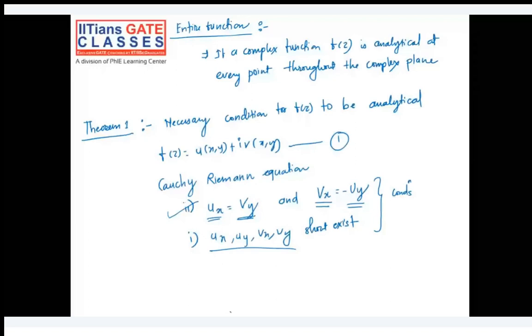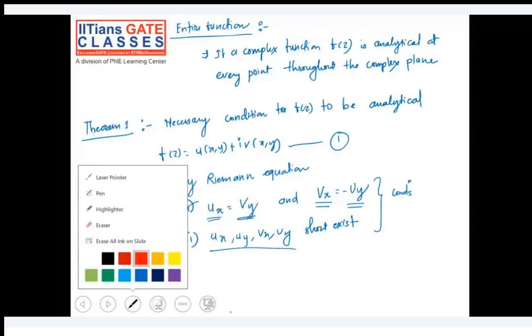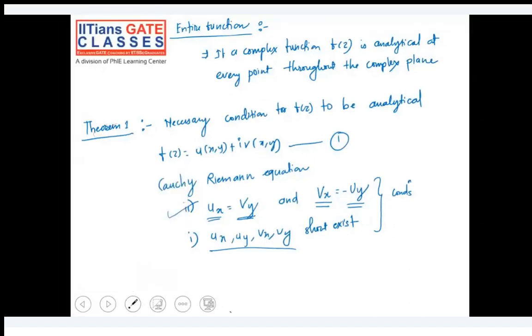Okay, so what kind of questions can you expect in the exam from this topic? They'll ask you to check whether the given function is analytical or not. How will you check it? You can check it by using this theorem number 1. Theorem number 1 will help us find the necessary condition for f of z to be analytical. So you have to check whether this condition is satisfied or not. If this condition is satisfied, then the function is analytical, otherwise not.